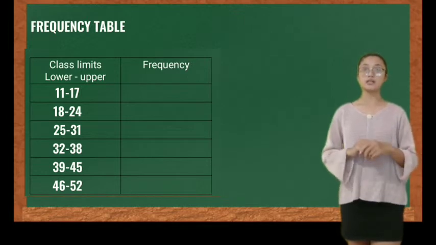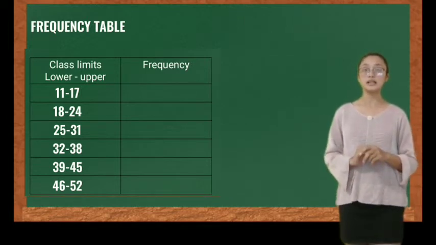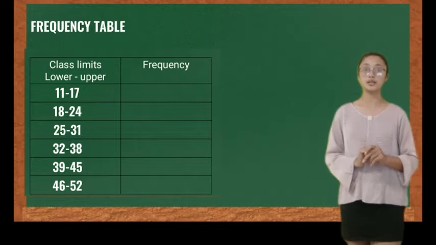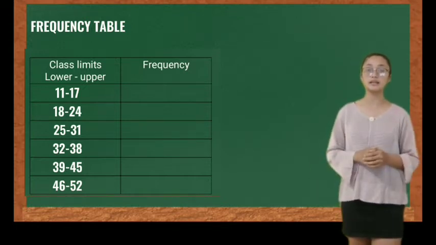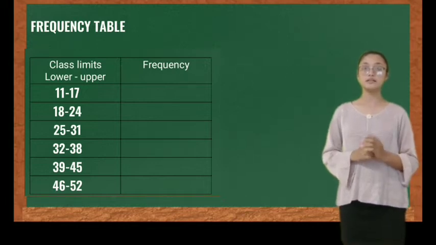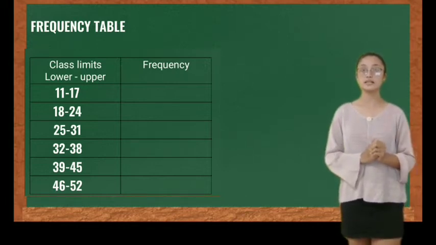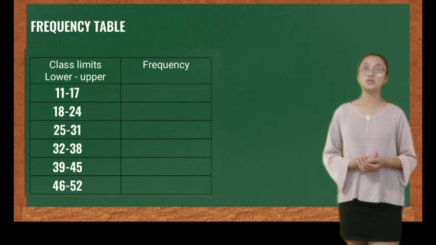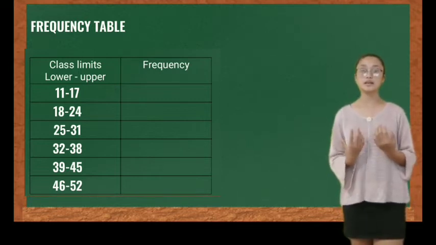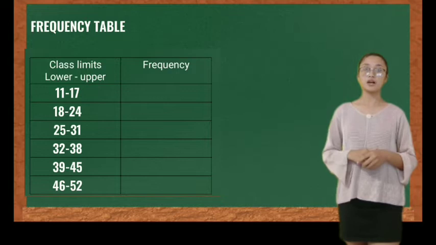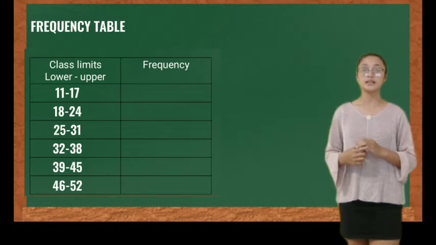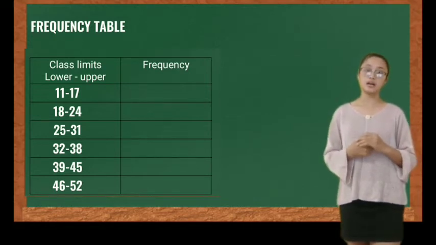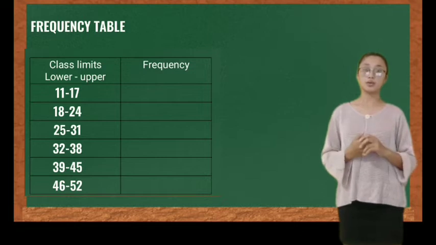And then count again starting from 18, that makes 24 the upper limit value of the second group. So continue doing that until we get the value of the 6 classes. To make it simple, we will just subtract our class width by 1, and then the value of that we are going to add to our lower limit value.